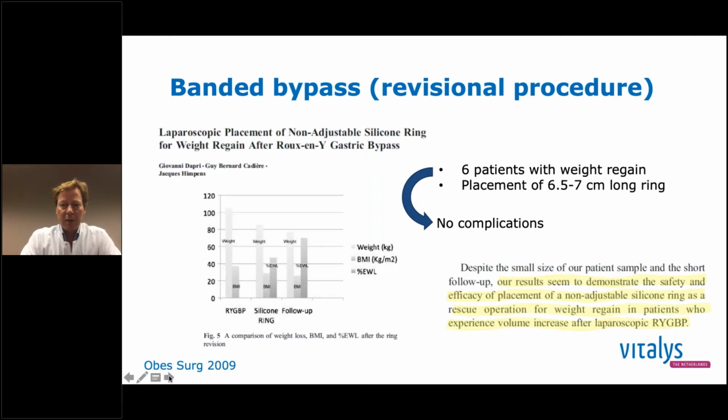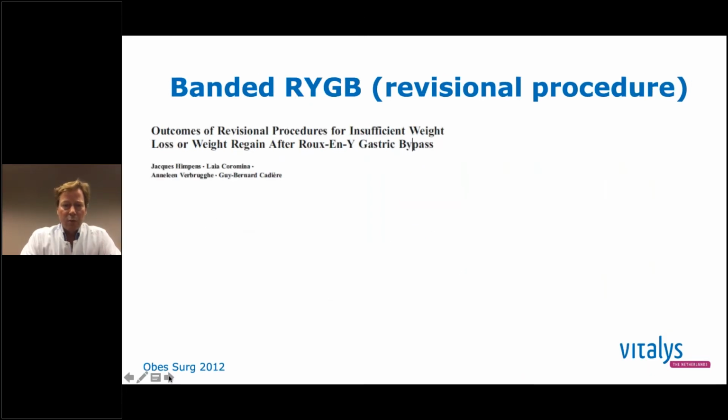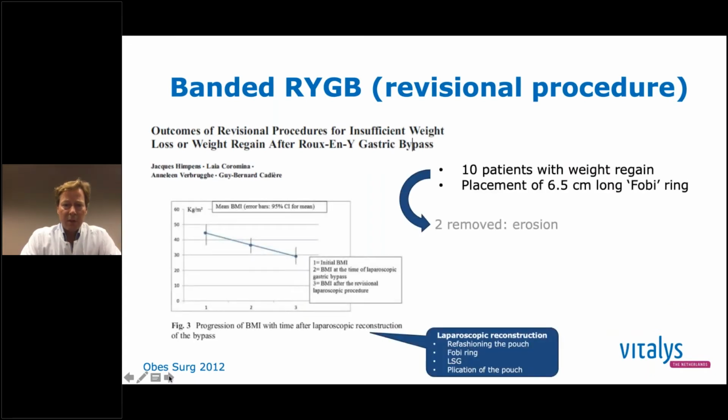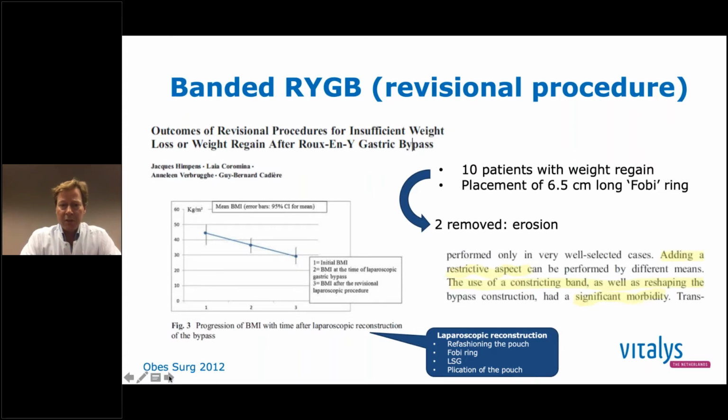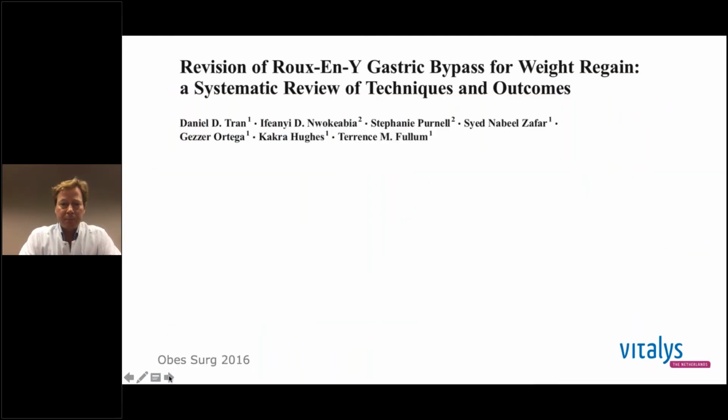unsuccessful gastric bypass. Oddly, the same group a few years later also mentioned that they did have some complications. At least 2 erosions were mentioned. Again, a very small series, but with a message that is very clear, that adding a restrictive aspect can be performed in various ways. So you can refashion the pouch, you can place a ring, or you can do other sorts of procedures, which can be effective at least in the short term. But they said be careful with a constricting band.